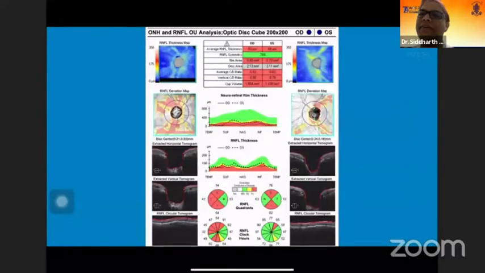But what will help here is again an OCT. So this is a situation where the visual field had actually missed the inferior nerve fiber layer defect. And though the disc showed a significant damage, the visual field was unable to pick it up.